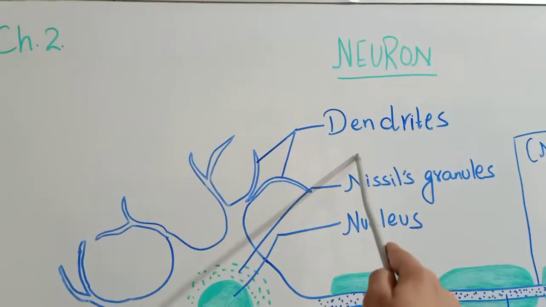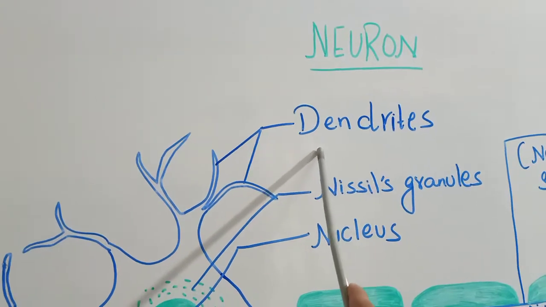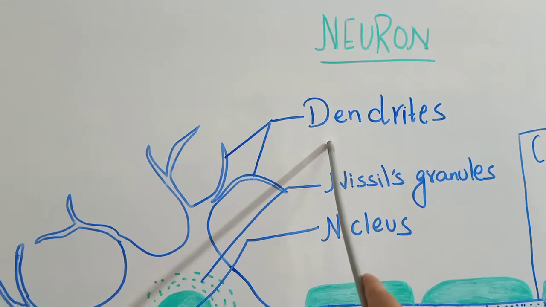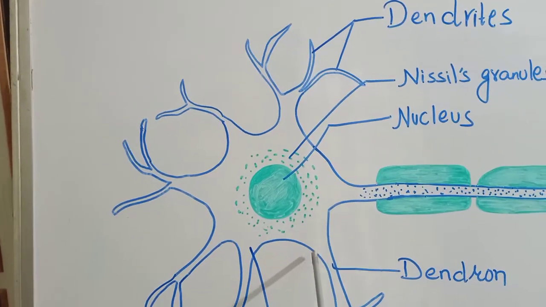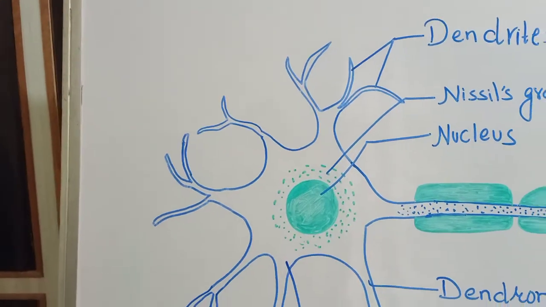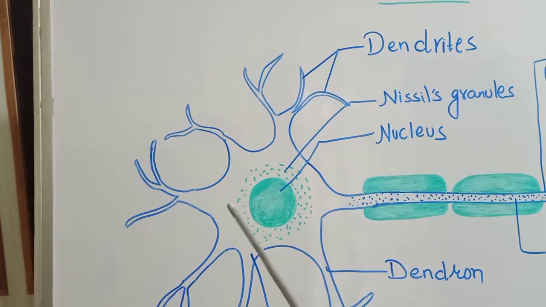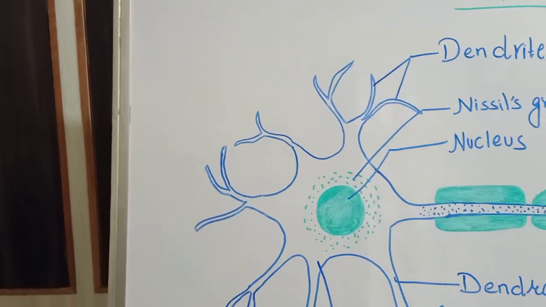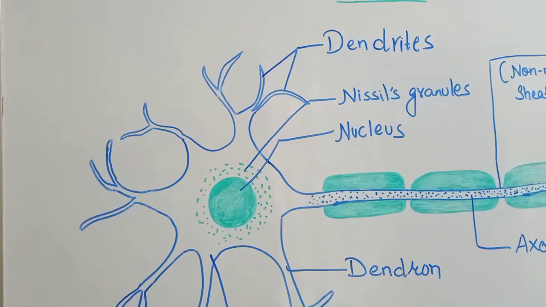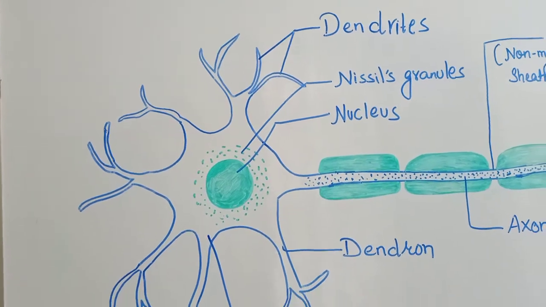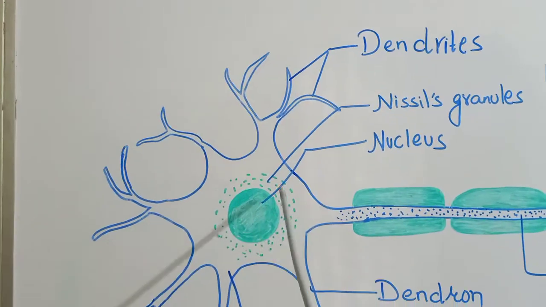Next, dendrites. Dendrites are finger-like projections. They can be one to many, as you can see. They are coming out of the cytone. Their main function is to receive stimuli from the neighboring neurons. So millions of neurons are present in our bodies, and these neurons are communicating with each other with the help of these dendrites or finger-like projections.